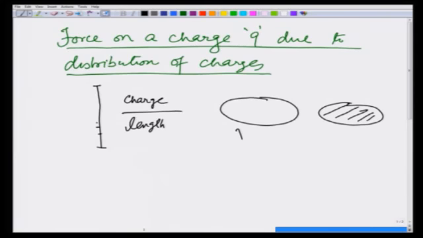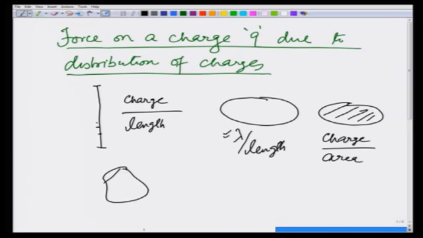Here again I will say charge per unit length, which is usually denoted by lambda, or charge per unit area, or charge in a volume, which will be charge per unit volume. This is known as the charge density. This is known as surface charge density. This is linear charge density. So, let us consider these cases.